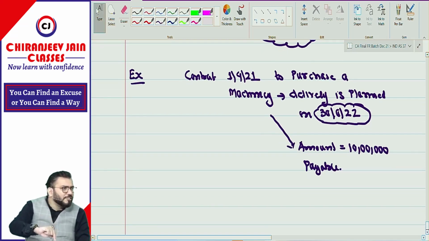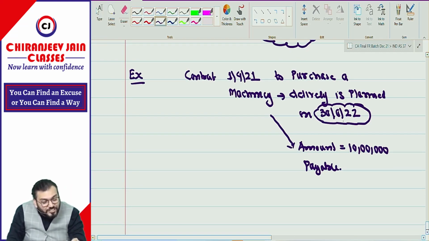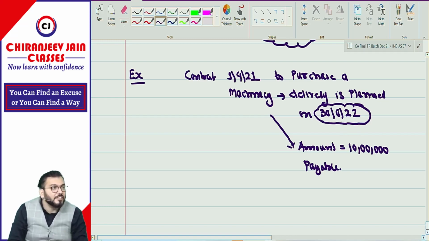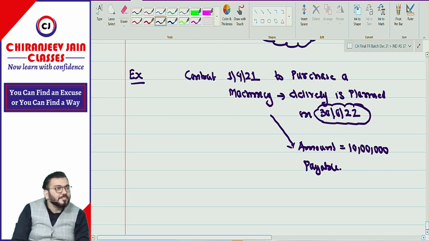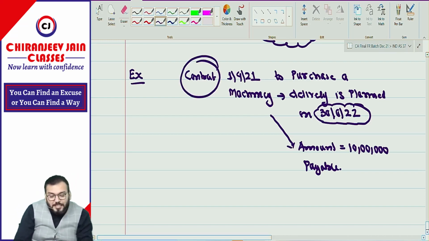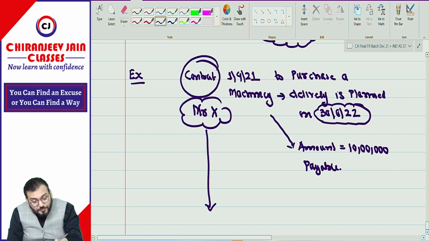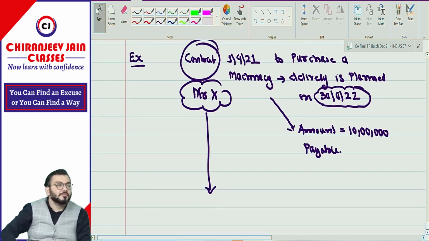Can you say it is an executory contract where both parties have not performed their obligation, because one party has not paid the amount, and the other party has not delivered the machinery because it was planned to be delivered next year, not in this financial year. The question is that it is an agreement, a contract. Should we recognize a liability in the books of this Mr. X? Mr. X is purchasing. A contract has been done. What do you think? Should we recognize liability?